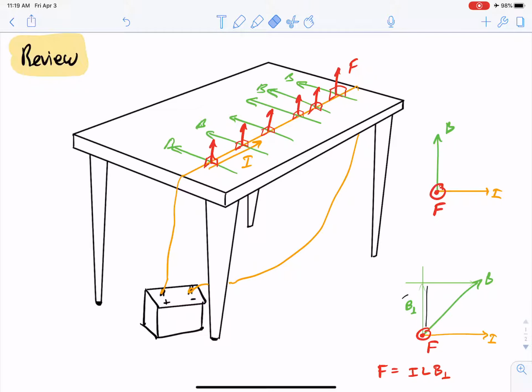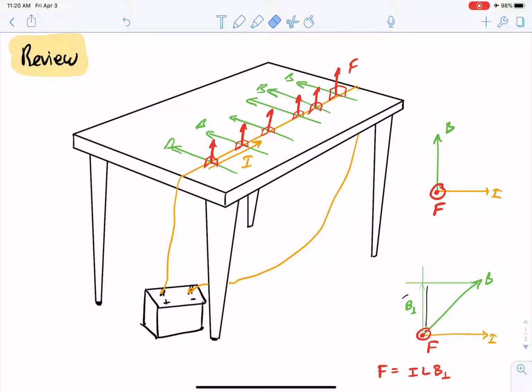Okay, we're going to continue our investigation of magnetic fields and magnetic forces. So I want to review first what we did in the last installment, and that was to consider forces on wires carrying currents when they're in a magnetic field.